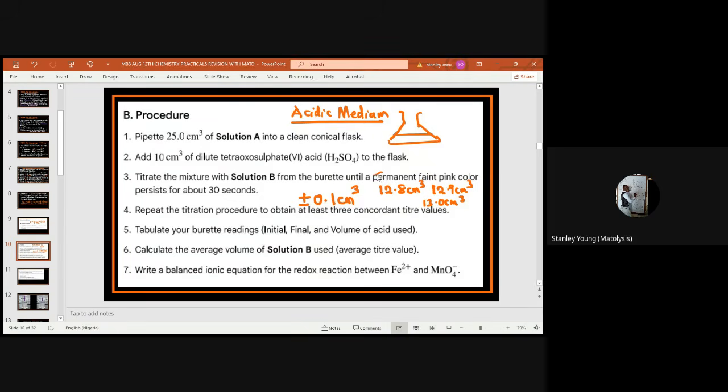So in this case, I have to pick just any two concordant values here, like 12.8 versus 12.9, or 12.9 versus 13.0, by neglecting 12.8. So I'll just add the 2 and divide by 2 in this case. Okay.